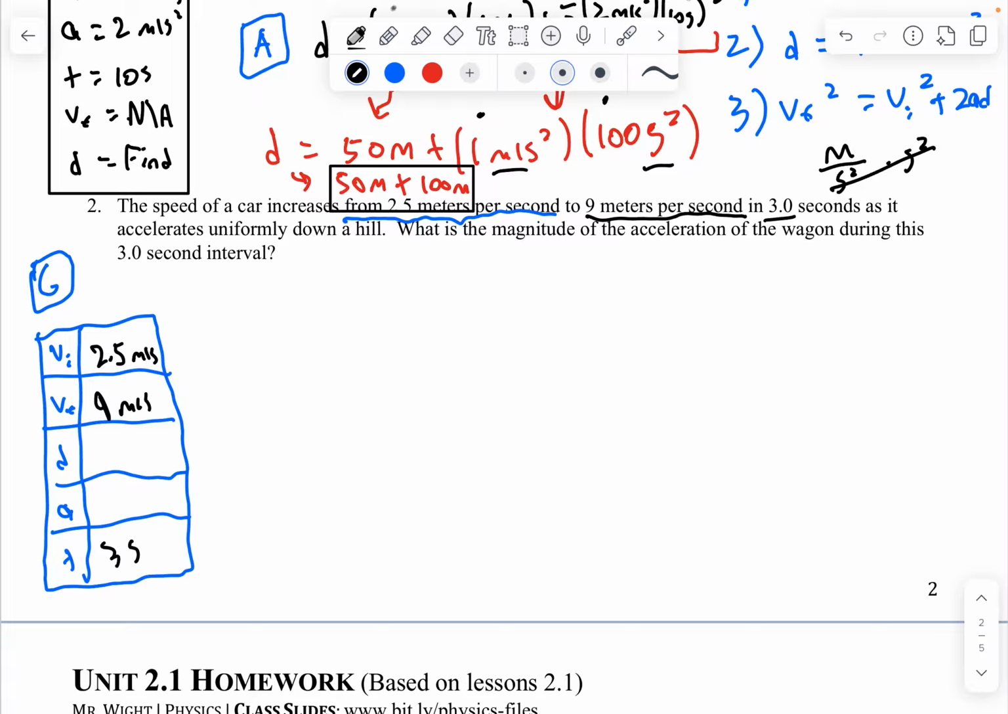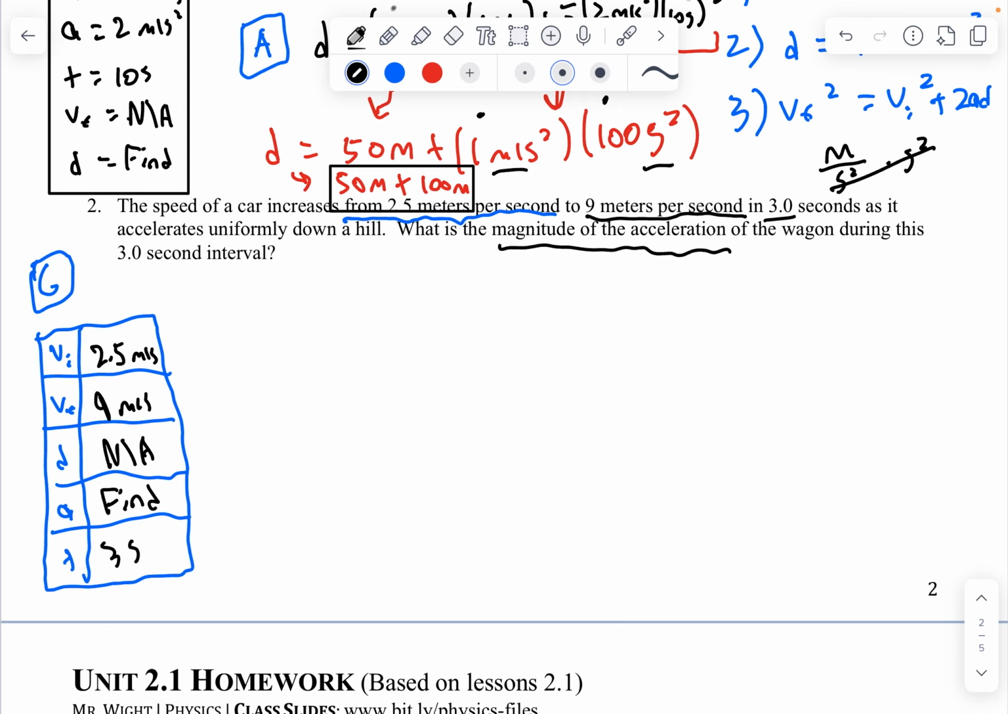So it's accelerating as it accelerates uniformly down a hill. We're trying to find the acceleration. It says, what is the magnitude of the acceleration? And so right here, acceleration is what we're trying to find. Does it say anything about displacement? Nope, nothing in the question, so not applicable.